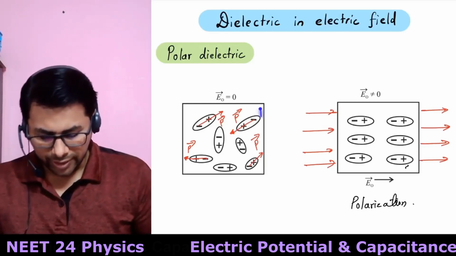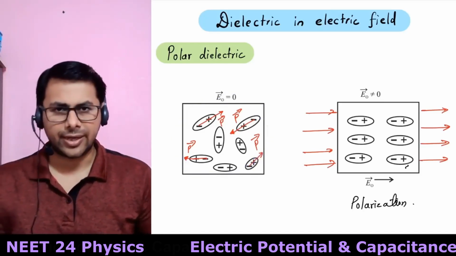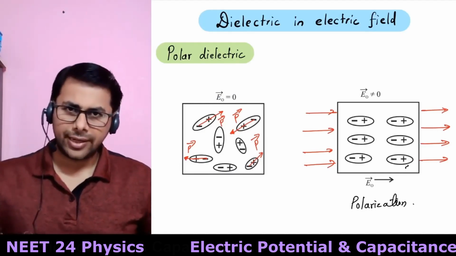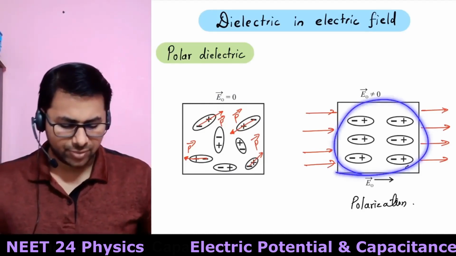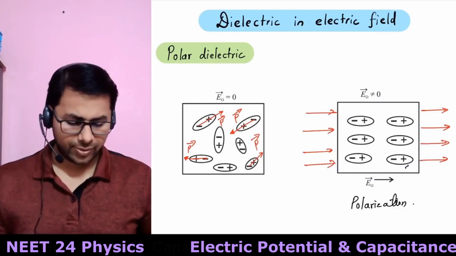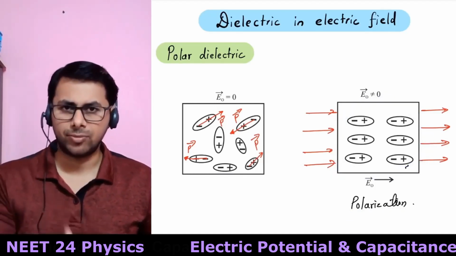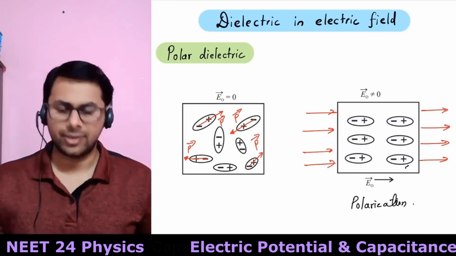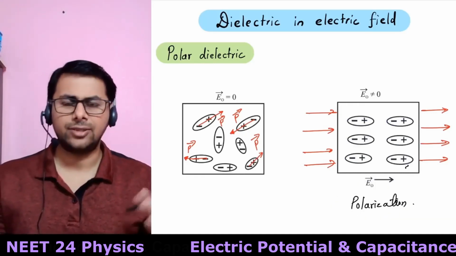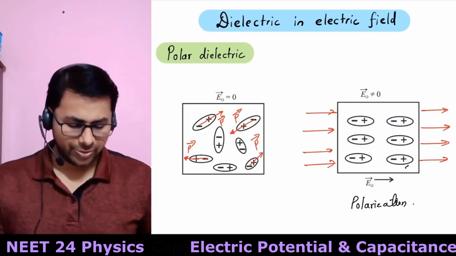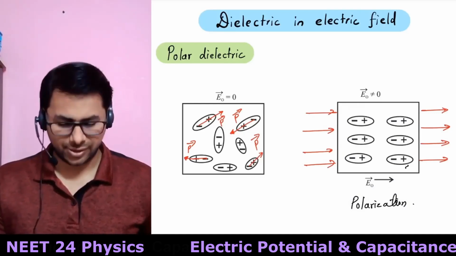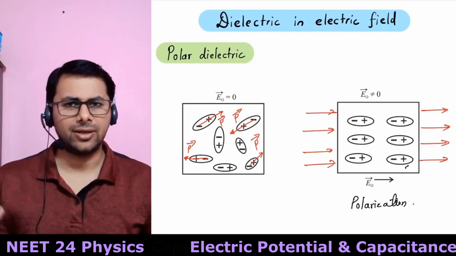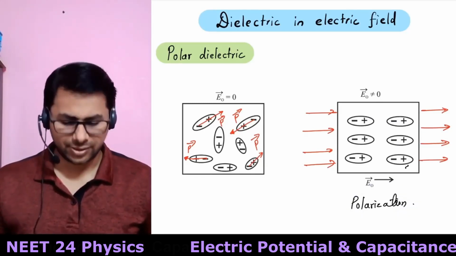Since earlier these dipoles were directed in different directions, the net dipole moment was zero. Now they get aligned in the same direction as that of the electric field. So now there will be some net dipole moment because the dipole moments of all of them will get added. This phenomenon is known as polarization. Some dipole moment gets induced due to the external electric field. This is known as polarization. Is it clear?